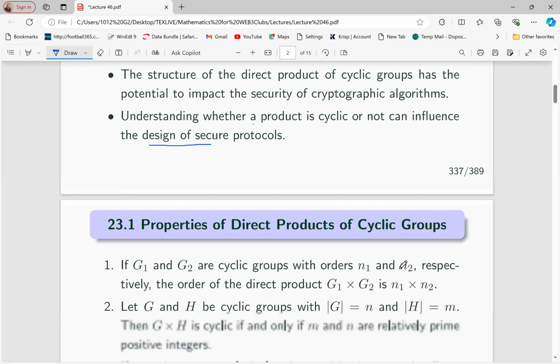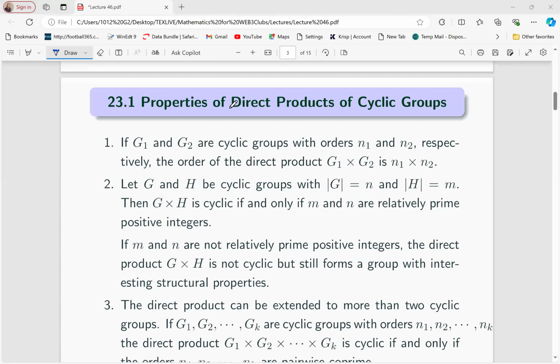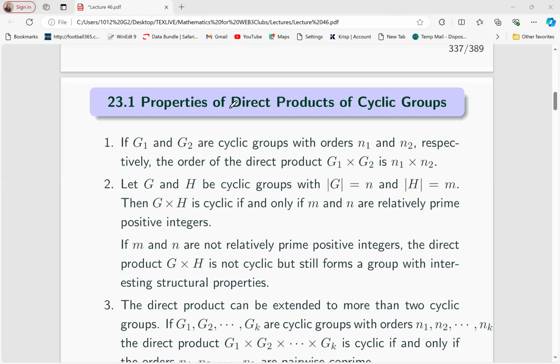Now, what are the properties of cyclic groups? The first property here, I've said, just a minute, let me admit.